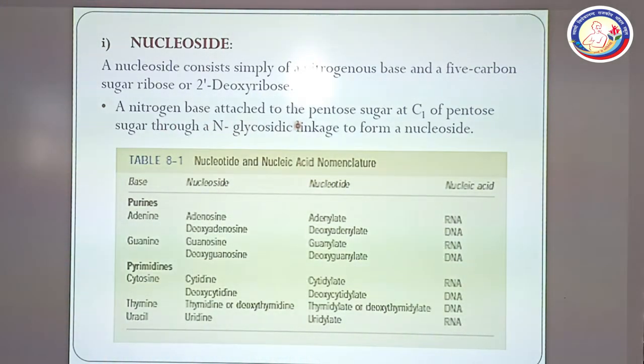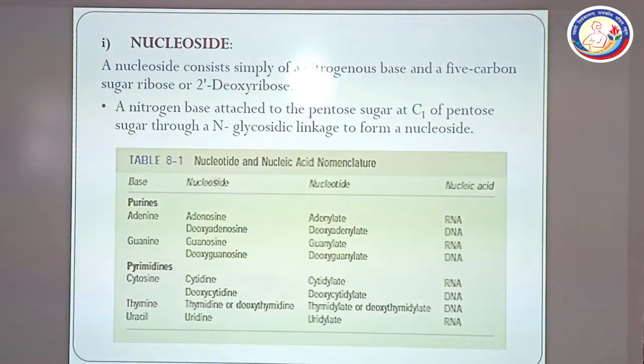The nitrogen base is attached to the pentose sugar at C1 of the pentose sugar through an N-glycosidic linkage. This is important. Which type of linkage or bond is found in a nucleoside, between the carbon and the nitrogen base? Then your answer must be N-glycosidic linkage.